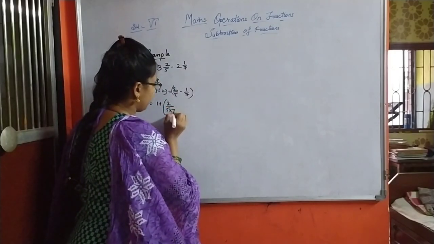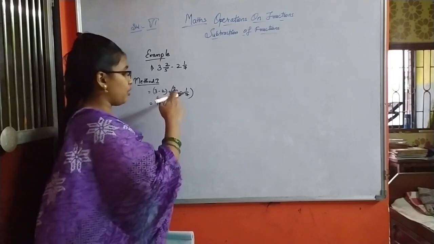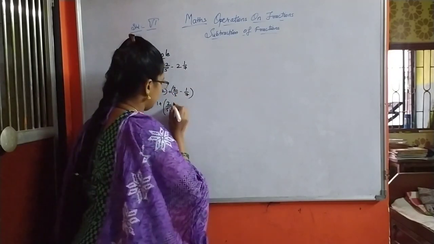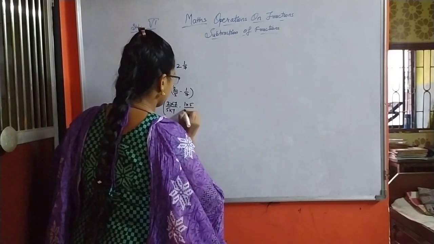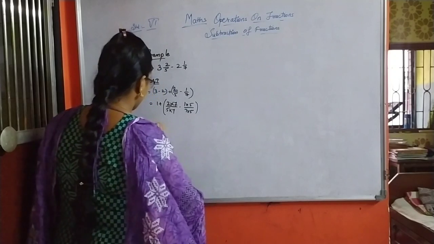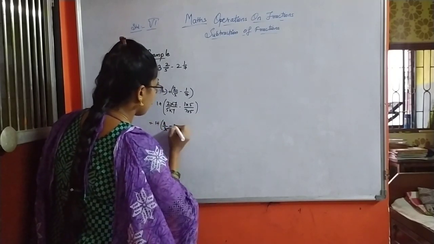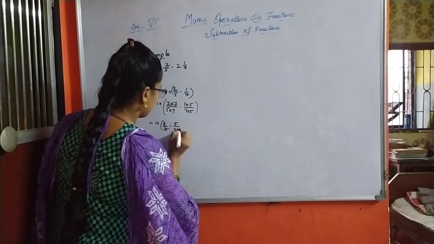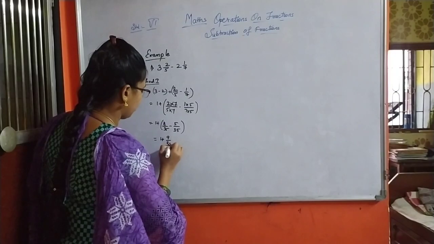So 2 upon 5 into 7. Now if I am multiplying 7 in the denominator, I have to also multiply it in the numerator. So 2 into 7 minus 1 into 5, over 7 into 5. Now 1 plus 14 upon 35 minus 5 upon 35. 1 plus 14 minus 5 is 9 upon 35.